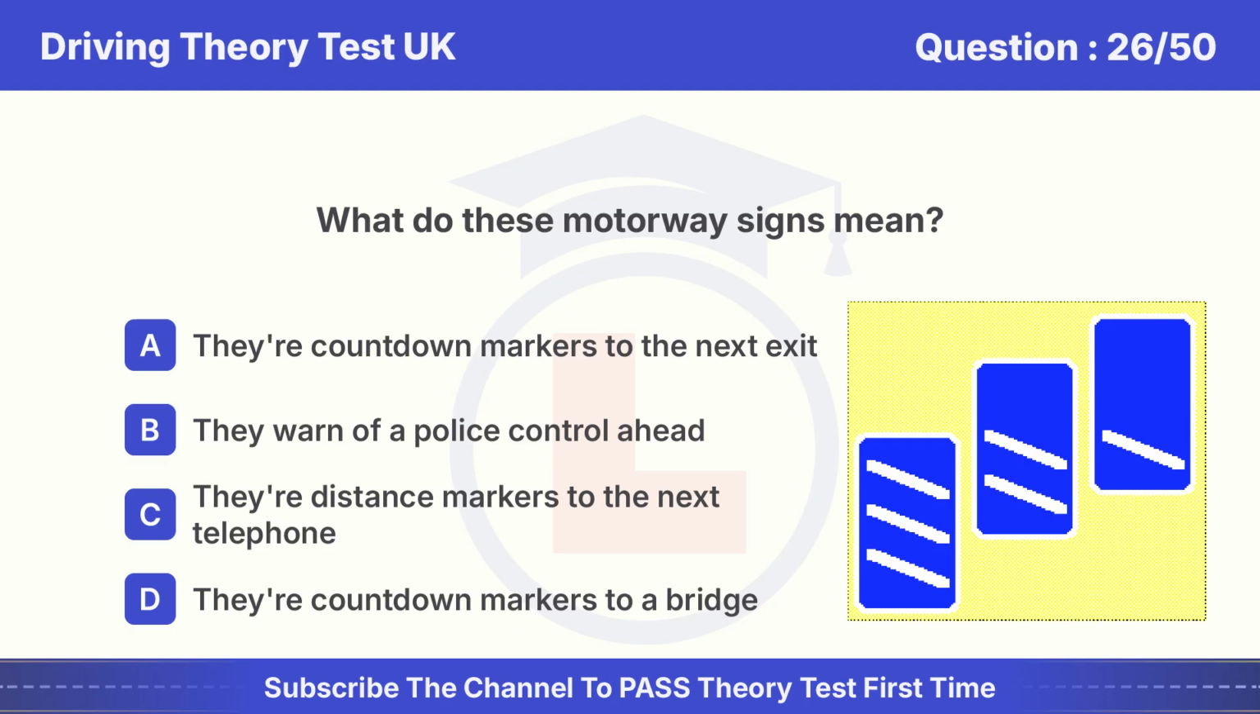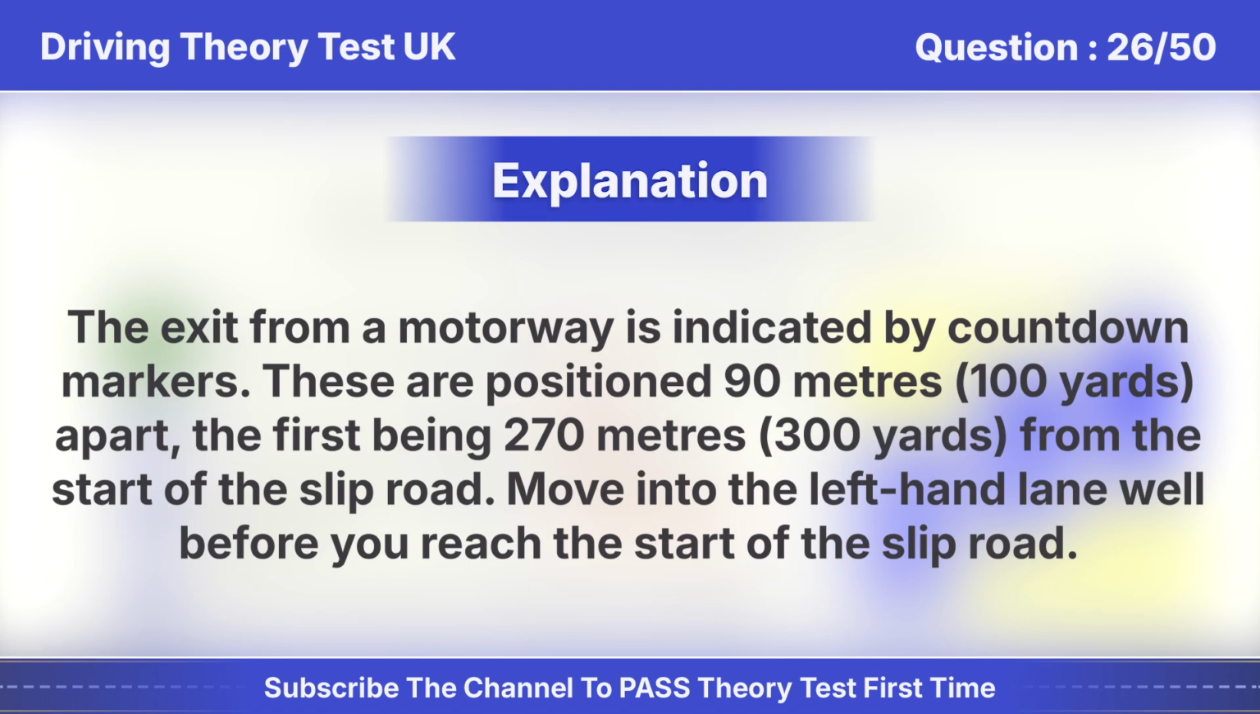Question 26. What do these motorway signs mean? Answer is A. They're countdown markers to the next exit. The exit from a motorway is indicated by countdown markers. These are positioned 90 meters, 100 yards, apart, the first being 270 meters, 300 yards, from the start of the slip road. Move into the left-hand lane well before you reach the start of the slip road.